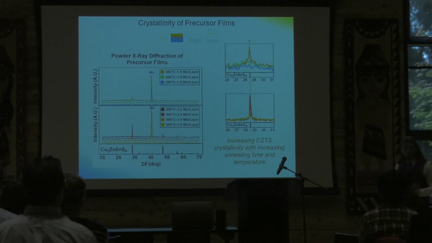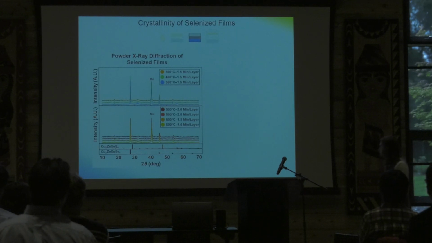And if we zoom in on the 112 peak of the CZTS, what you see is increasing crystallinity of the CZTS with increasing anneal time and anneal temperature. At these low temperature anneals, you don't see much crystallization at all, but for the higher temperature anneals, with increasing time, you see more and more crystallization.